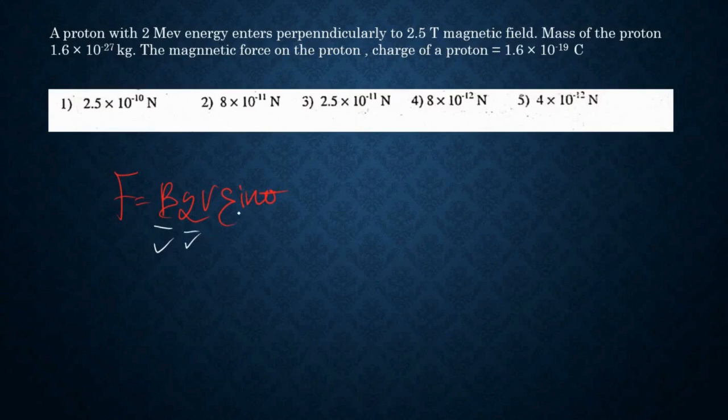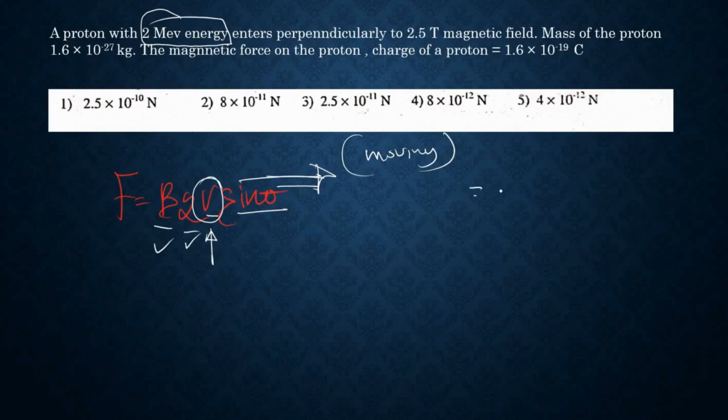We know sine theta. V is not given, that we need to find. Sine theta, of course, they are telling us it's perpendicular, so sine theta equals 1. So we need to find the value of V here. How do you find the value of V? Here you can see they are giving us the energy of the proton. That means it's moving energy, so it's basically kinetic energy, half m v square, that should be equal to 2 mega electron volt. Actually here we have to convert mega electron volt into joules. So how do you convert it?